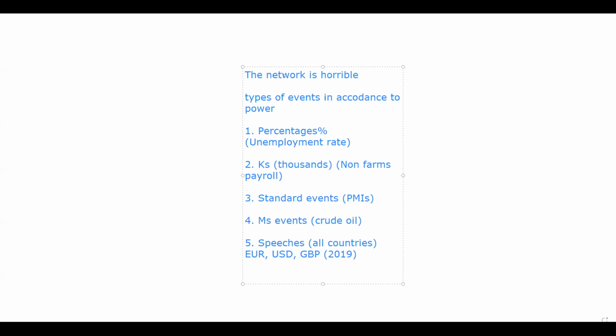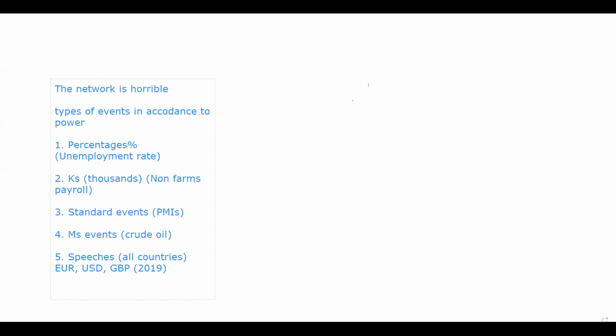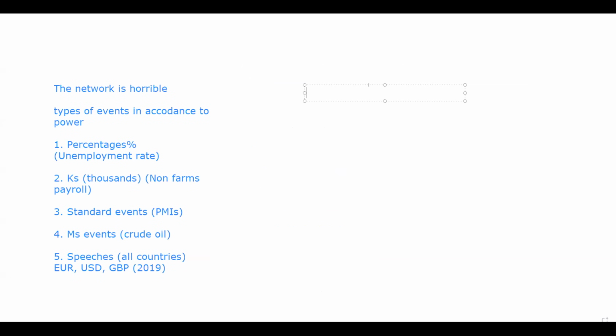So now I'll be denoting the number of points that each event is able to move. Number one, the percentage event. The percentage event is able to move the market, obviously depending on the number of changes between the consensus and actual, that also plays a huge part. But for the percentage event, we are looking at about 400 to 1,200 points. The K event, we are looking at 300 to 1,000 points.